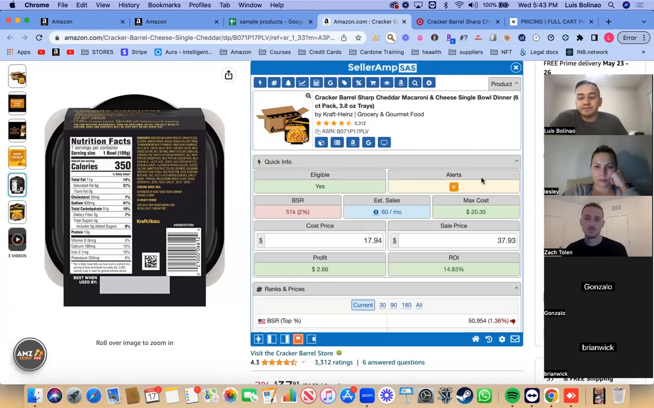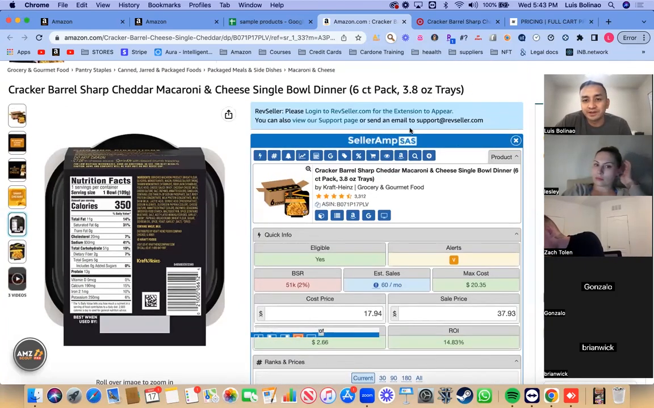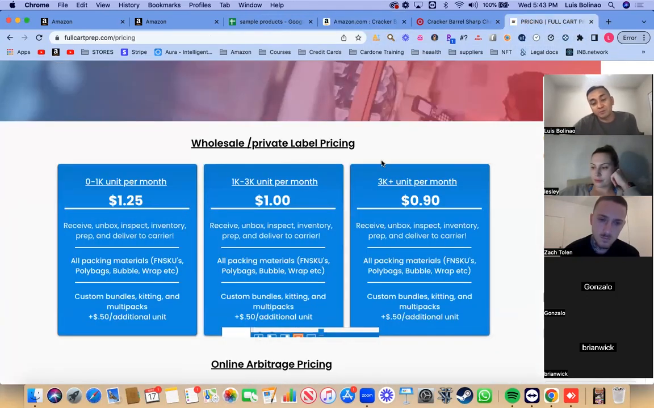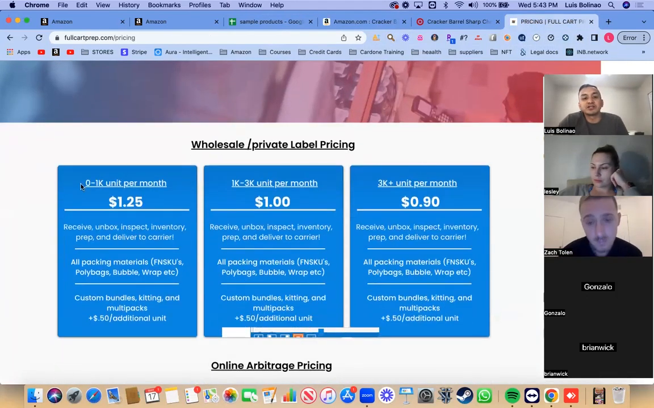Right. If it's a bundle, you're just adding an extra 50 cents. If you're selling a bundle like this one, you're adding like 50 cents to the cost price. Got it. If it's a single, then it's $1.25. If you guys go back to the website of our prep center, they're charging about $1.25 per unit, right?